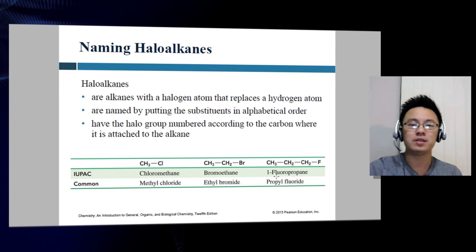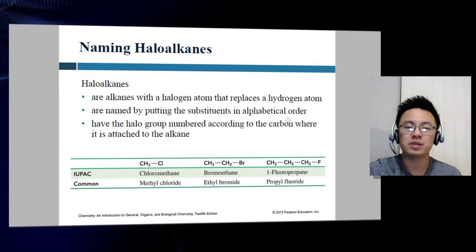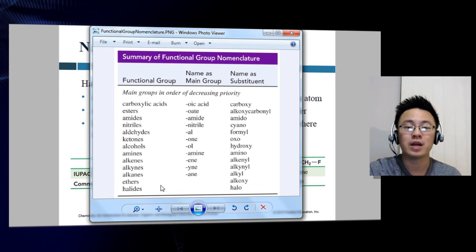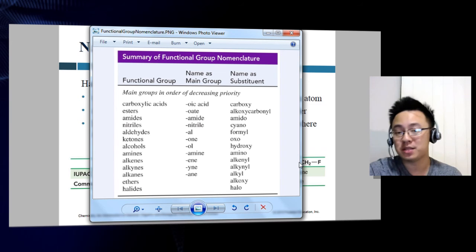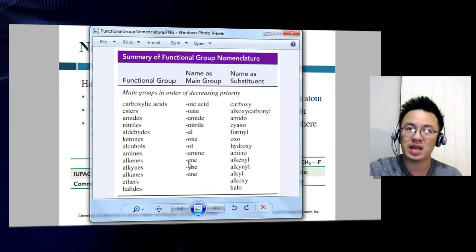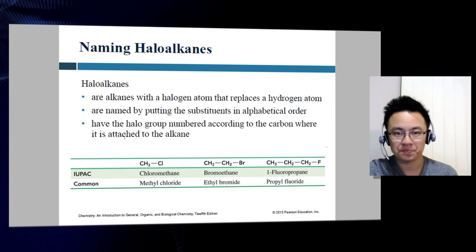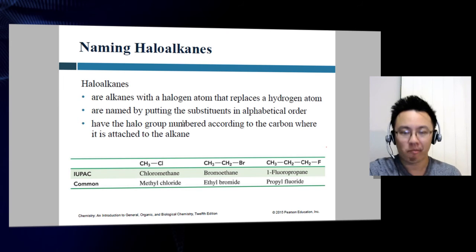Haloalkanes here are alkanes with a halogen atom that replaces a hydrogen atom and are named by putting the substituent in alphabetical order. Now, as you remember here from my little chart, halides have a lower priority compared to that of alkanes. So therefore, the alkanes here will take more precedence, not the halides. Okay, and they have the halogroup number according to the carbon where they are attached to the alkane.